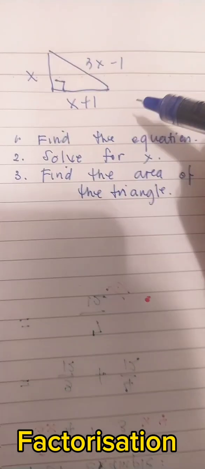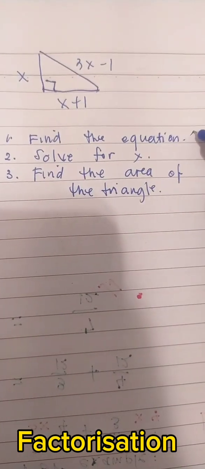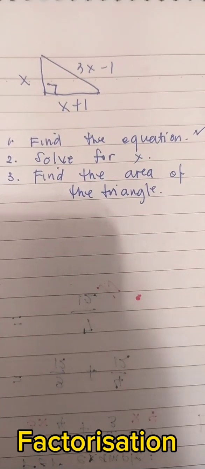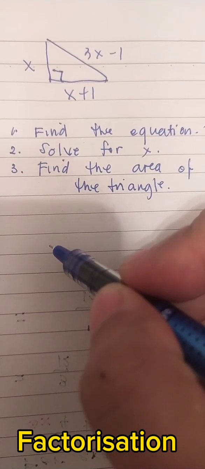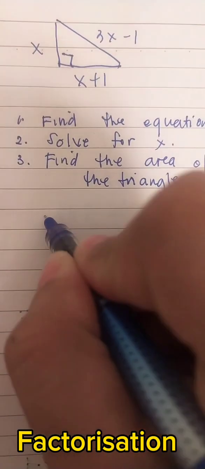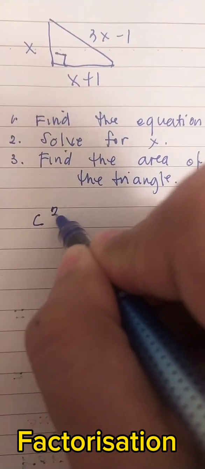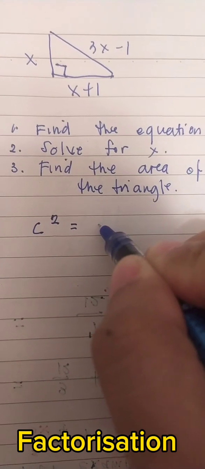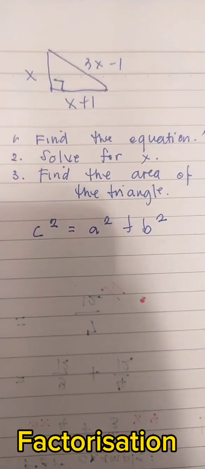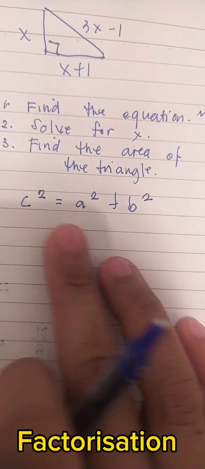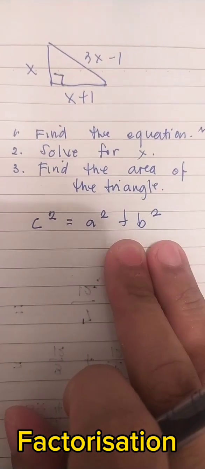So, ang unang gagawin natin, kung paano natin malalaman yung equation, gagamitin natin yung Pythagorean theorem formula. So, ano nga ba ito? Ito yung c squared is equal to a squared plus b squared. Ngayon, ibang letra ang ginagamit dito.